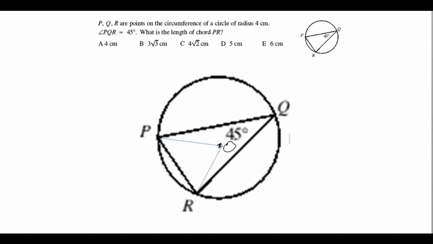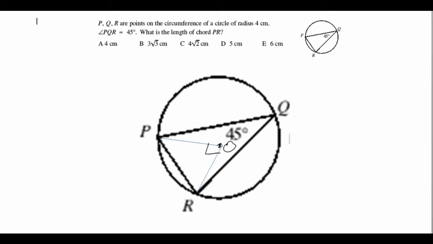And so now what we can do is start applying the first theorem that we talked about, which is that the angle at the center is twice the angle at the circumference. So the angle at the circumference is 45 degrees, and so the angle at the center, which is the angle POR, must be 90 degrees, because it's 45 times 2. So this angle here is a right angle.